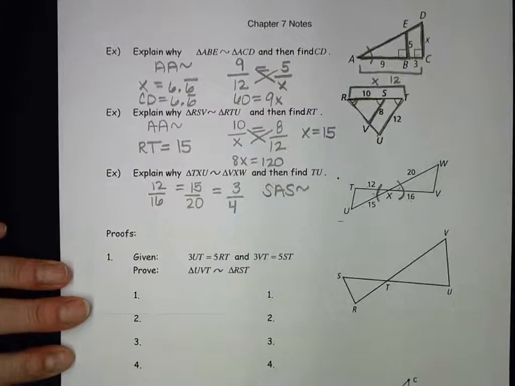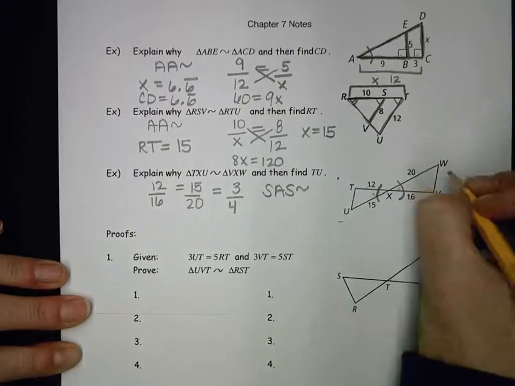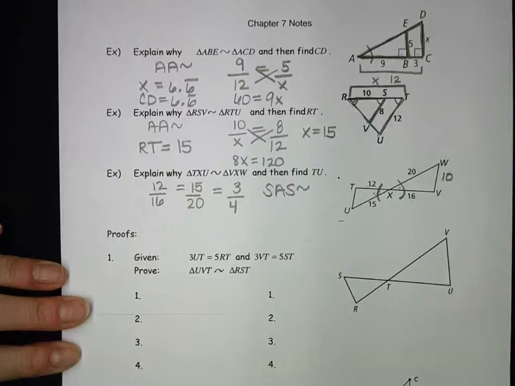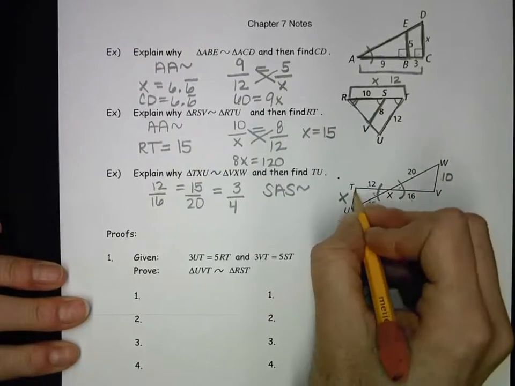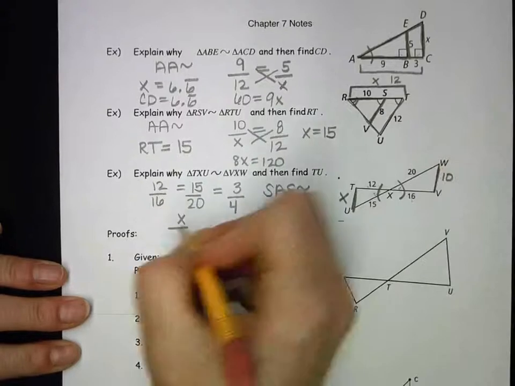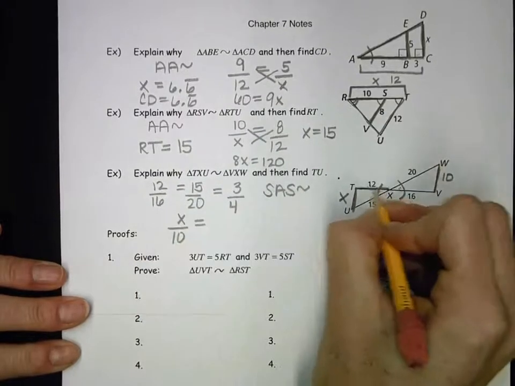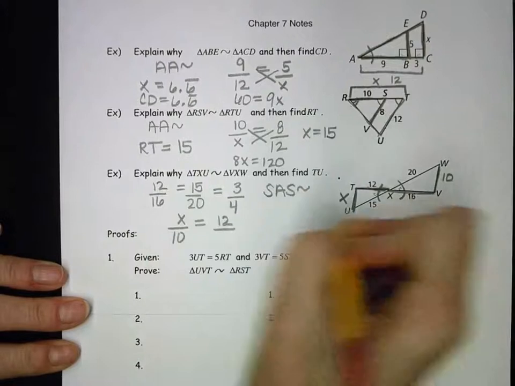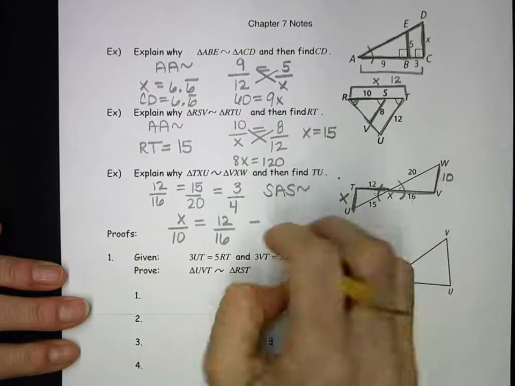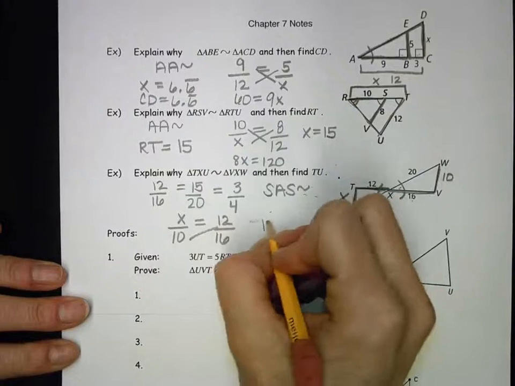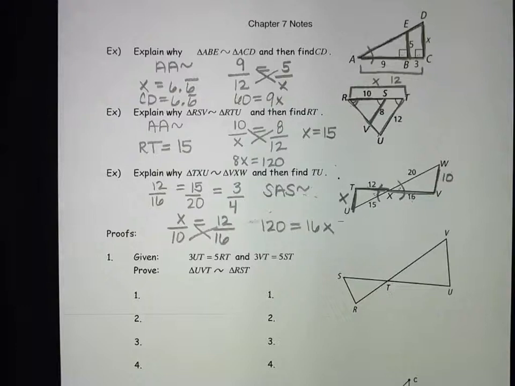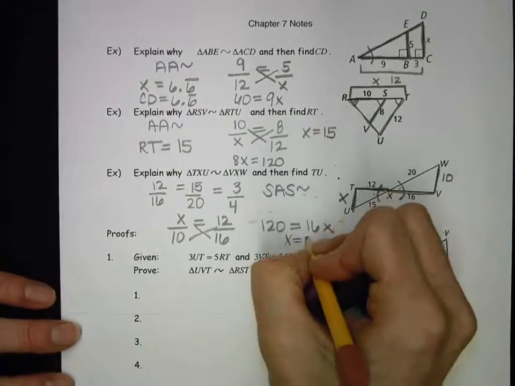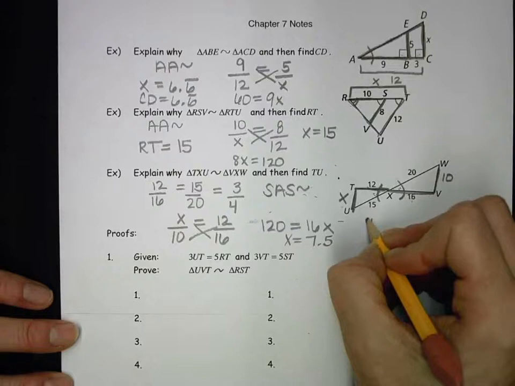So in this case, since they did not give you VW, I'm going to tell you that VW is 10. Once we know that VW is 10, we're now going to set up a proportion. We're going to call TU x. So we're going to say that TU is x. X corresponds to 10. And then we pick another side. I'm going to pick 12. And 12 corresponds to 16. Once we are at this point, we are then going to cross multiply. 120 equals 16x. And when we divide by 16, we get x equal to 7.5, which then means our TU will also be 7.5.